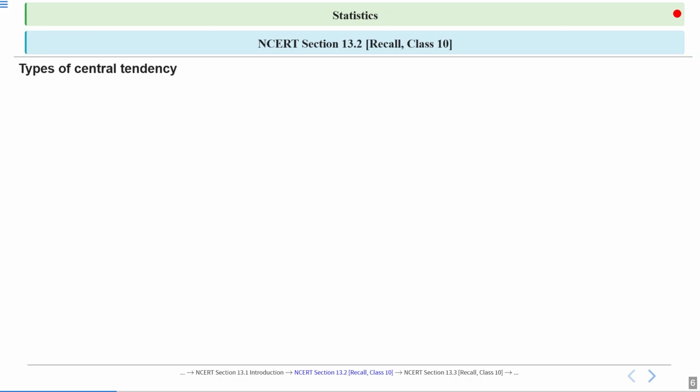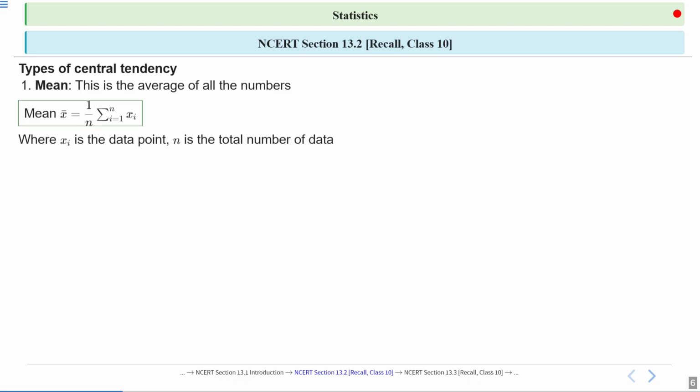Now, we will discuss the different types of central tendency. First one is mean, so let's begin with the mean. What is mean? Mean is one of the most common measures of central tendency. The mean is simply the average of all the numbers in a data set. If we calculate the average of all the numbers in the data set, that is the mean of the data.